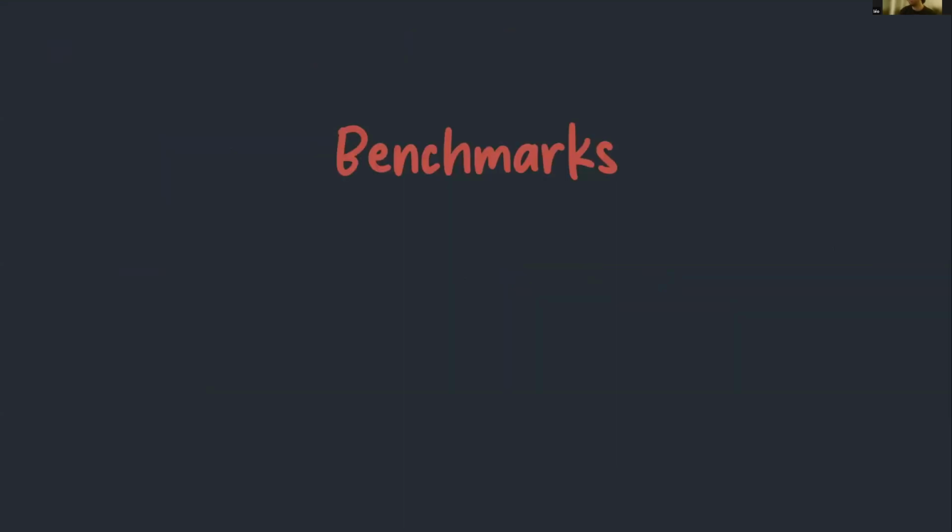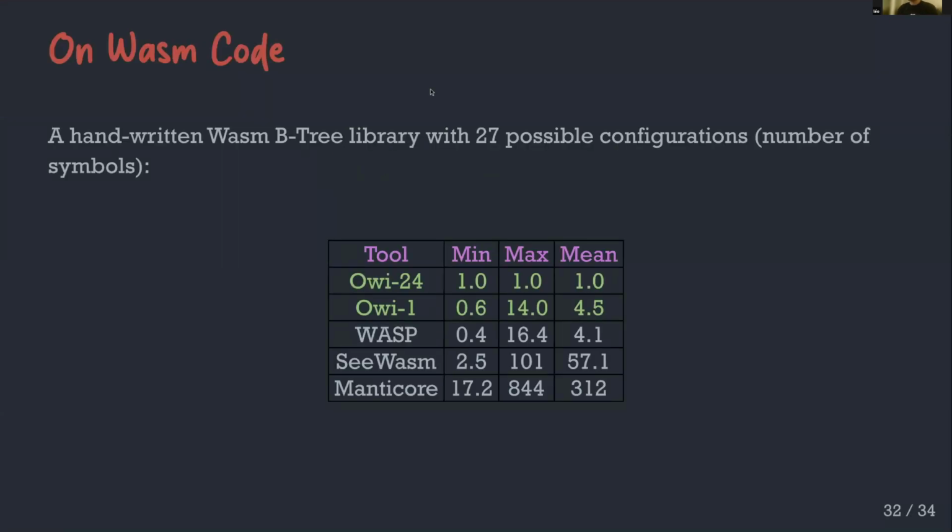So now I'm going to give some benchmarks that are quite old, but that are already quite good, I think. On Wasm code, we benchmarked the symbolic execution engine on a handwritten B3 library. We compared OE running with 24 workers, so on a 24-core machine, OE with 1 worker, and 3 other Wasm symbolic execution engines.